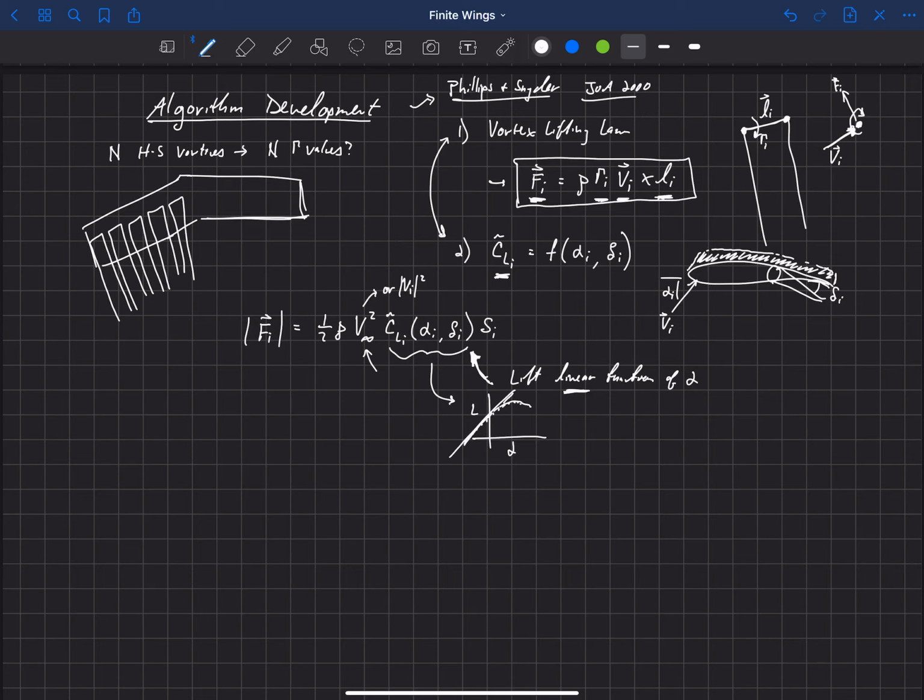Okay, so we've got our fundamental equation here. This is really the crux of this algorithm, that we're going to equate these two different versions. And actually, this closes our system of equations. What we want to do is develop a system of equations that allows us to solve for n unknown gamma values, right? And it turns out that this system of equations does that for us. So we have all the information that we need. So let's dive into this just a little bit more, though.